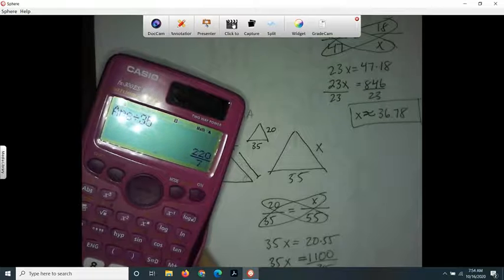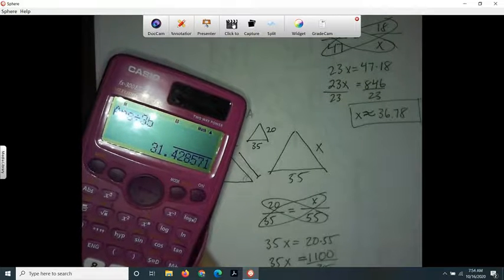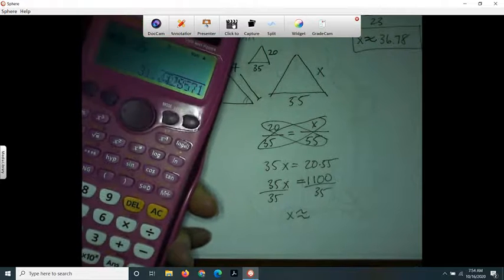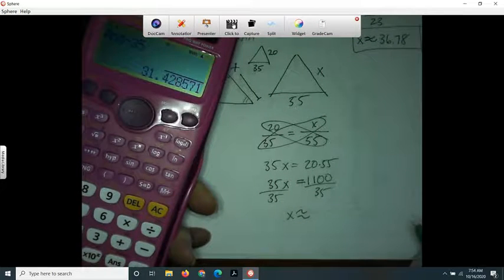Sorry, you can't see. x is about 31.43 units, or that's the length of it. That's it.